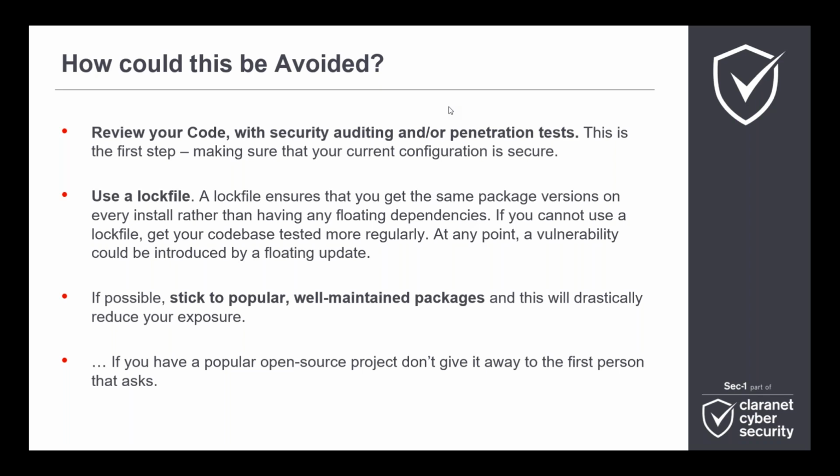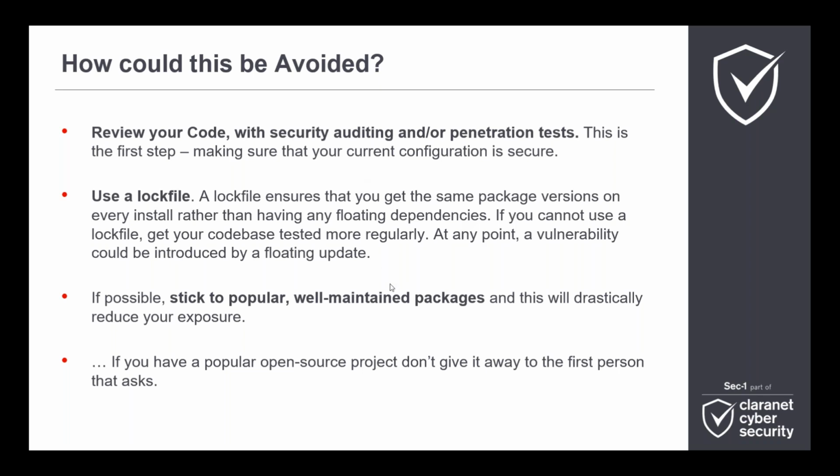So how could this have been avoided? Well, as mentioned, reviewing the code with security auditing, regular pen tests. This isn't so relevant to open source projects, but if the open source project is a dependency, you would maybe scope the dependency to be part of the pen test. It would take a bit longer, but then you'd have more assurance.